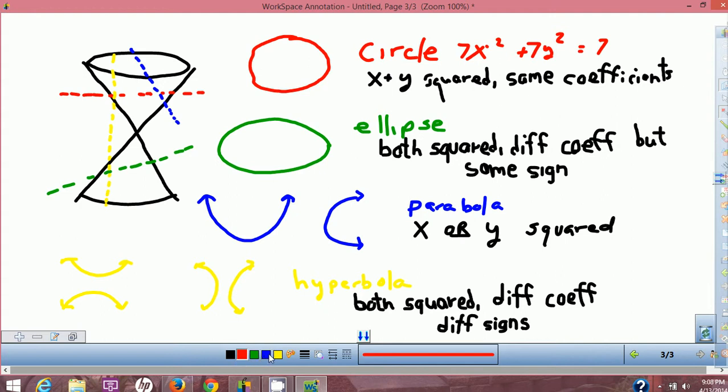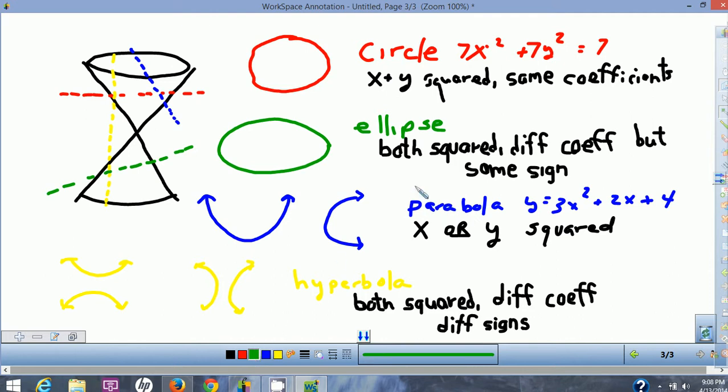Well, you're used to seeing a parabola. You know what a parabola looks like. If I have y equals 3x squared plus 2x plus 4, then I have a parabola. What do I have? I have this x is squared, but the y is not. If that situation were reversed and the y were squared, then I would have a parabola that opened to the side.